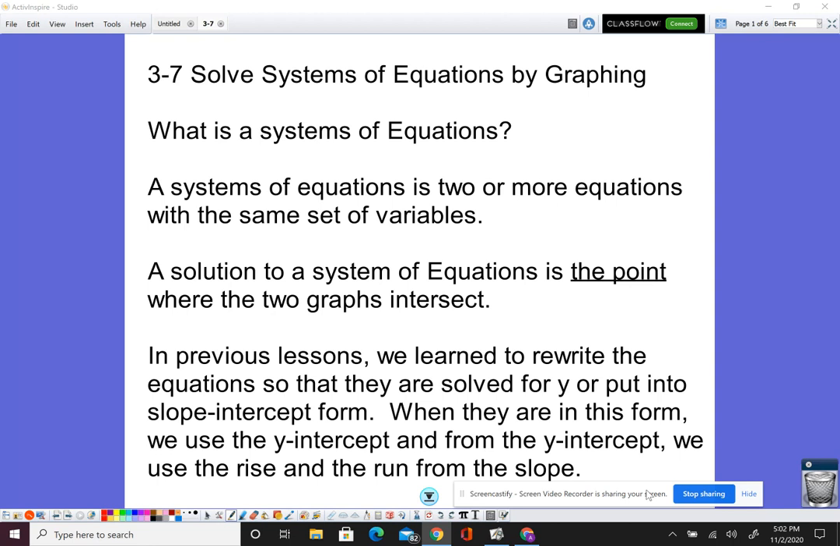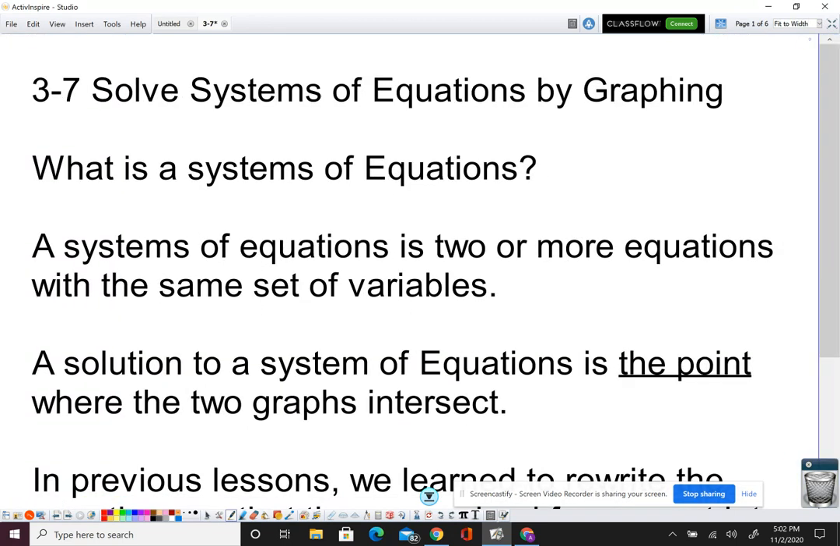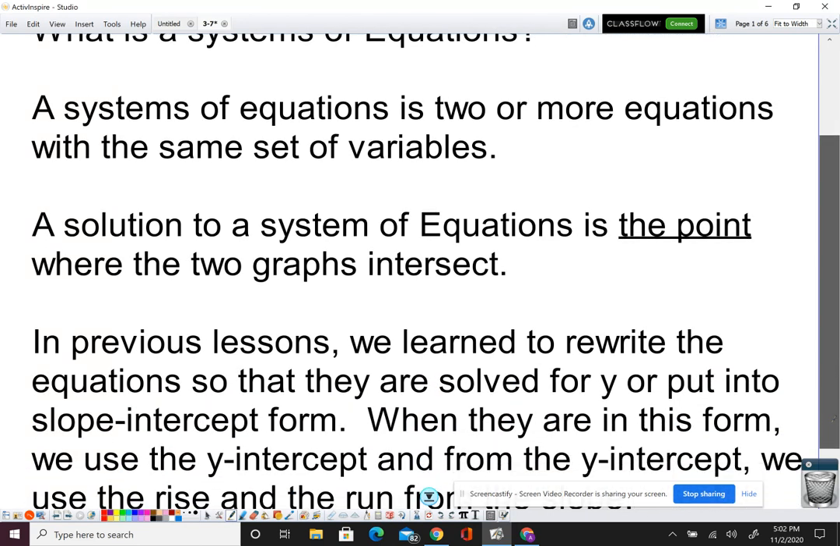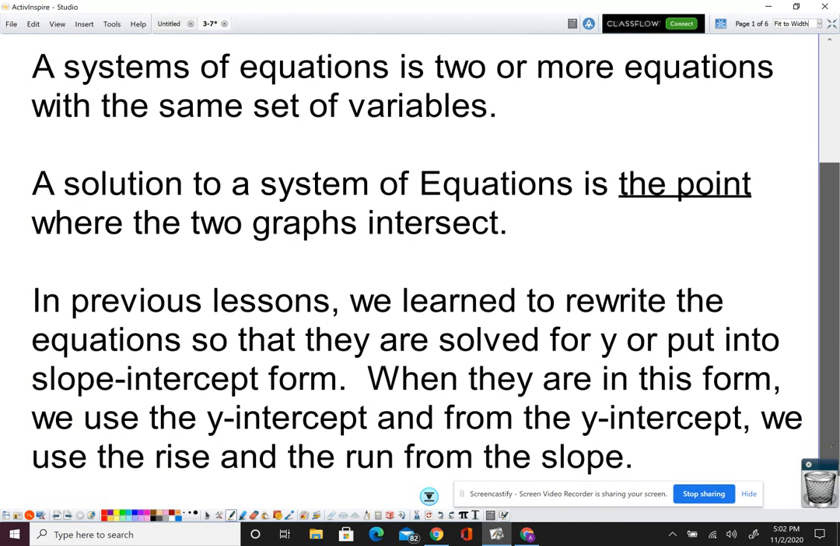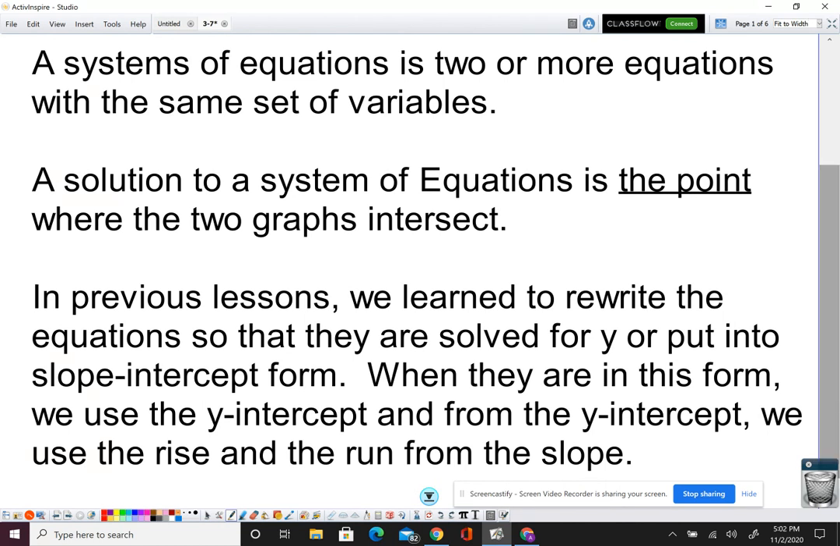In previous lessons, we learned to write the equations so that they are solved for y, or put into the slope-intercept form. So we solved it for y, and by solving it for y, it became the slope-intercept form. When we do that, we can easily graph the equation by using the y-intercept, and then from the y-intercept we use the rise and the run from the slope. So let's take a look at how this looks.